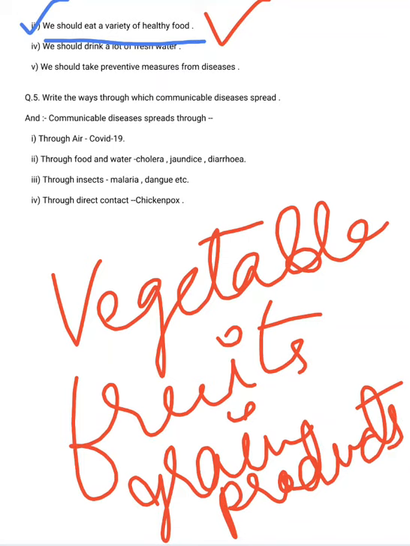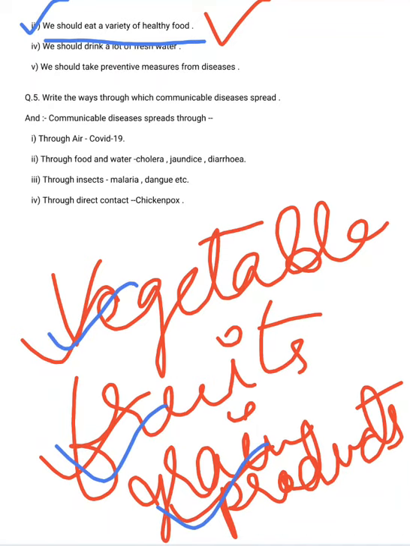Right. So these are the things. Milk, pulses, cereals. These are those which are what? Healthy food. We should eat a variety of healthy food. Right. So next point, we should drink a lot of fresh water.